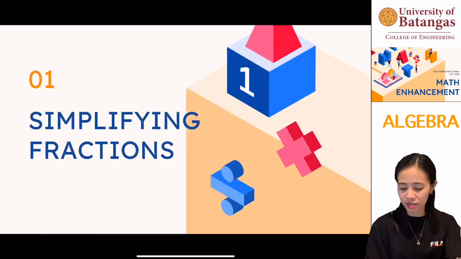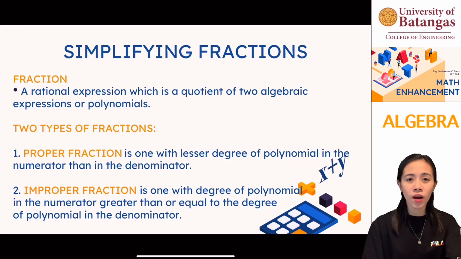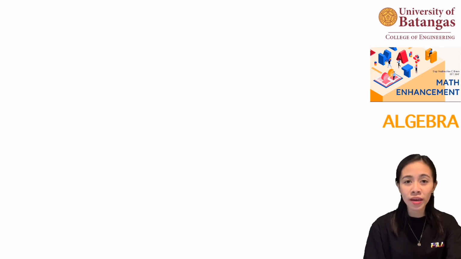First topic is simplifying fractions. So, as by the definition, a fraction is a rational expression, okay, which is a quotient. So, quotient daw siya, pinag-divide, na dalawang algebraic expression or polynomials. We have two types of fractions depending on their degrees. The degrees of the numerator and the denominator.